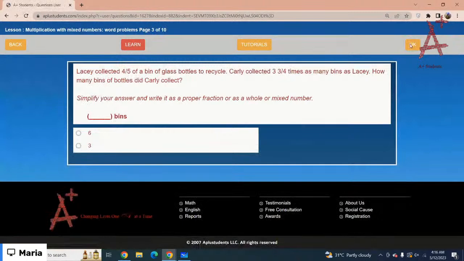Okay, the next one is Leslie collected 4 by 5 of a bin of glass bottles to recycle. Carly collected 3 whole 3 by 4 times as many bins as Leslie. How many bins of bottles did Carly collect? So you have to do 3 whole 3 by 4 times 4 by 5.